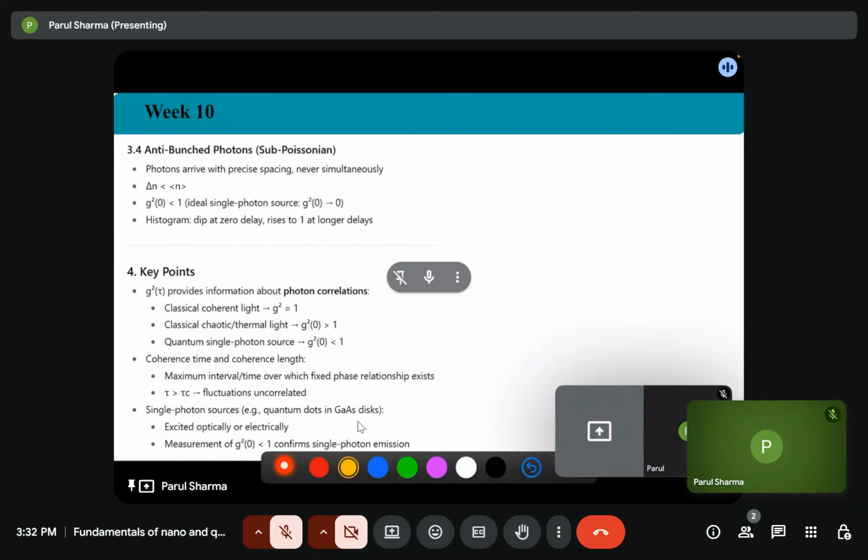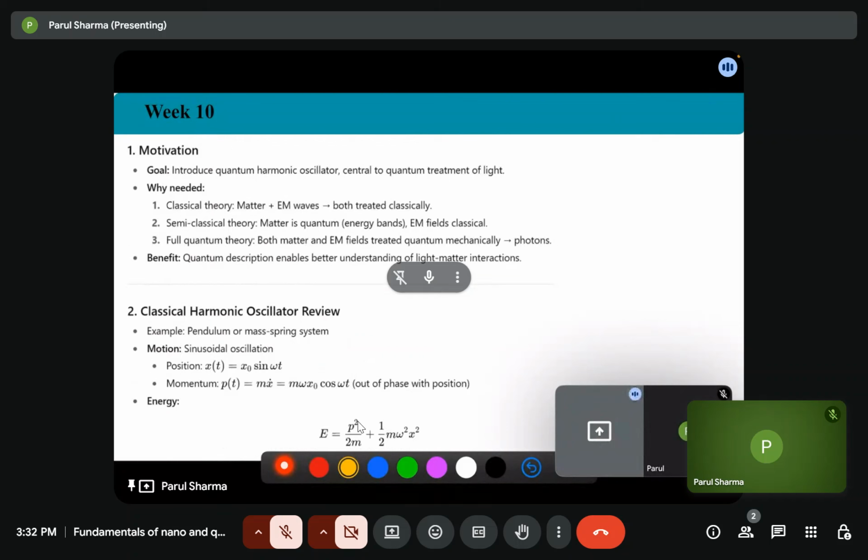Next is coming to the quantum harmonic oscillators. Now we will consider the electromagnetic waves.